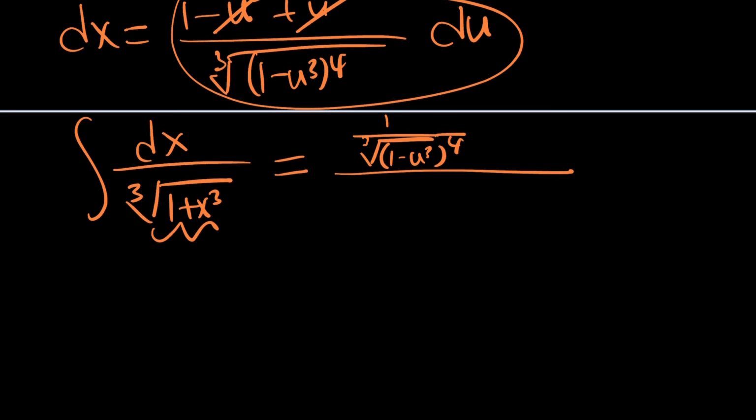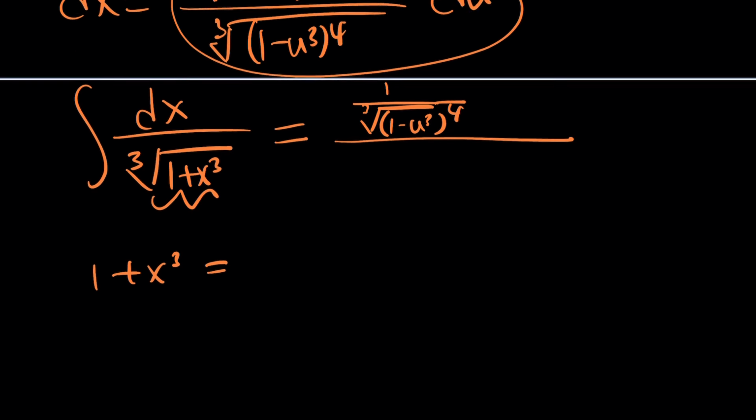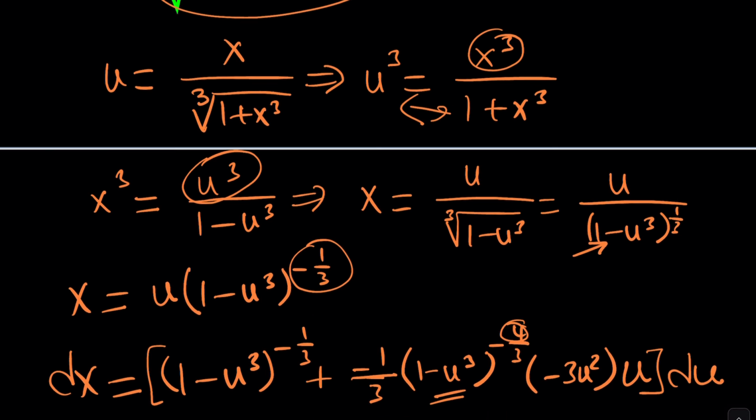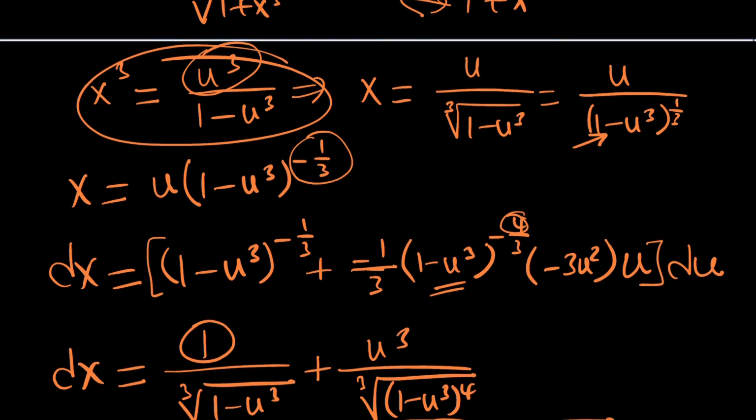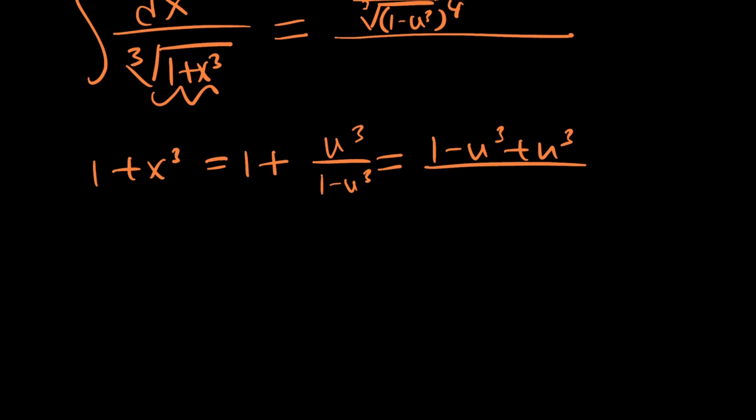Well, here's the thing. If you consider 1 plus x cubed, and let's go back here, x cubed was called this. Remember that. So I'm going to replace x cubed with that. 1 plus x cubed, which is 1 plus u cubed over 1 minus u cubed. If you make a common denominator, you get 1 minus u cubed plus u cubed divided by 1 minus u cubed. U cubed is going to cancel out. You're going to end up with 1 over 1 minus u cubed. So 1 plus x cubed is equal to 1 over 1 minus u cubed.